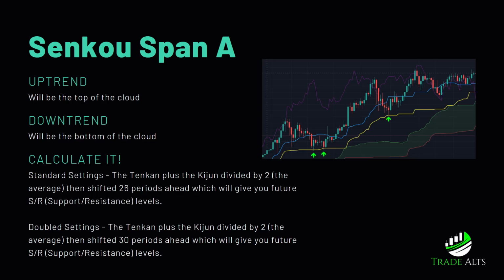So that's how you know if your cloud is bearish: the Senkou span A will be on the bottom. How do you calculate the Senkou span A? For standard settings, you take the Tenkan plus the Kijun divided by 2. So it's the average of the Tenkan and the Kijun, and then you shift that 26 periods ahead, which will give you future support and resistance levels.